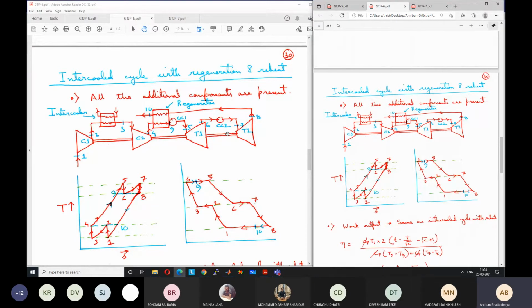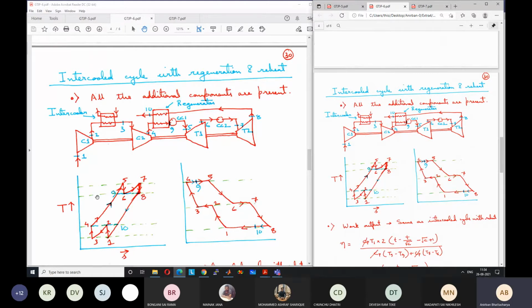5 to 6 is the expansion in the first turbine. 6 to 7 is heat addition in the second combustion chamber. 7 to 8 is the isentropic expansion in the second turbine, and 8 to 10 is the heat rejection, or heat transfer, from the exhaust gases in the regenerator. For an ideal regenerator, the temperature at point 10 should be equal to T2 and also T4, and T9 should be equal to T6 and T8. Because we are exchanging heat with these exhaust gases, T9 should be equal to T8.